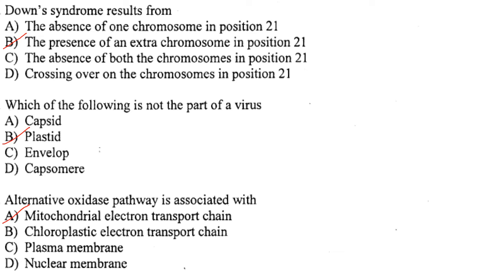Which of the following is not a part of a virus? So, plastid is not a part of the virus, it is for chloroplast. Then alternative oxidase pathway is associated with. So alternative oxidase is one of the terminal oxidases of the plant mitochondrial electron transport chain. So the answer here is mitochondrial electron transport chain.